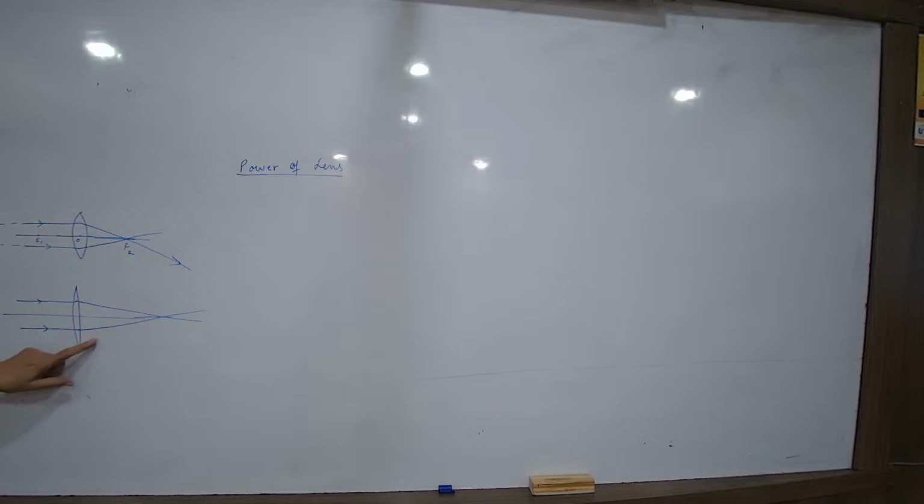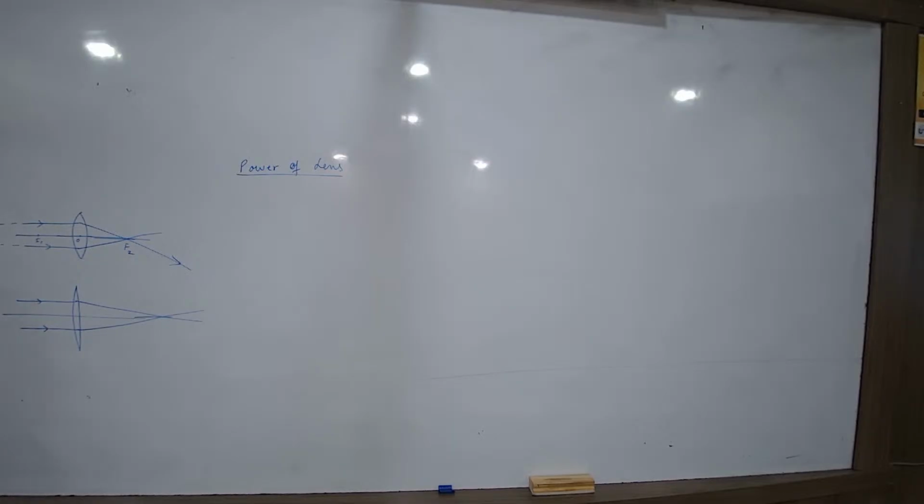So compare the focal length here and compare the focal length here. What happens to the focal length here? It is increasing. What happens to the focal length here? It is very small. If the focal length is small, that means the power of the lens is more. Why do we say power is more? Because it is capable of converging the incident ray. Are we okay here? Yes, clear?